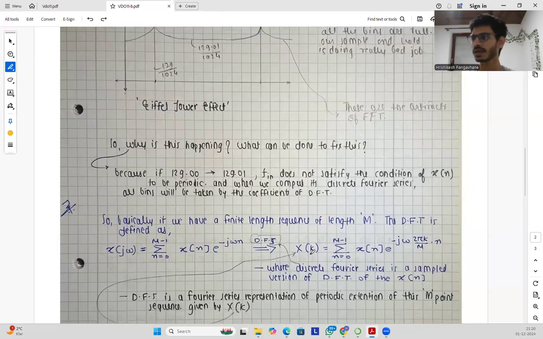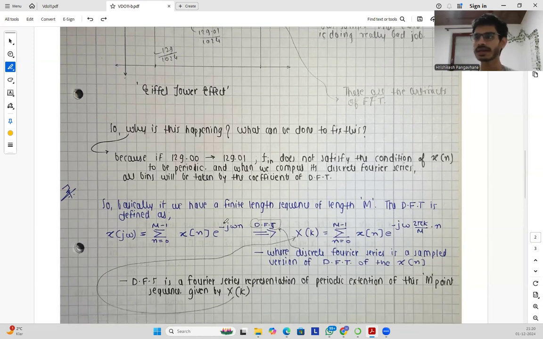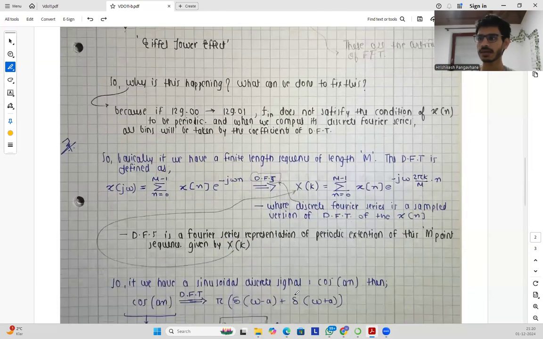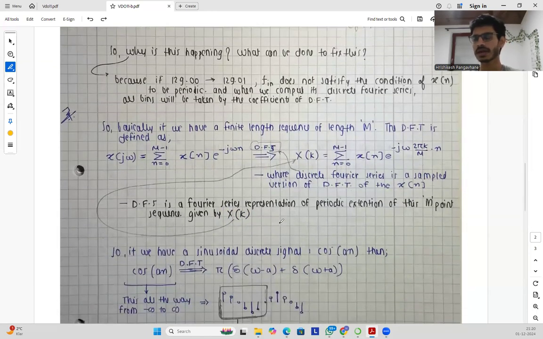So over here the discrete Fourier series is just a sampled version of the DFT of x of n, where we have picked just the 0 to M part and repeated it periodically. The discrete Fourier series is a Fourier series representation of the periodic extension of this M-point sequence given by X of k. We have samples from 0 to M, and they repeat themselves after a period M. So we can look at it that way.